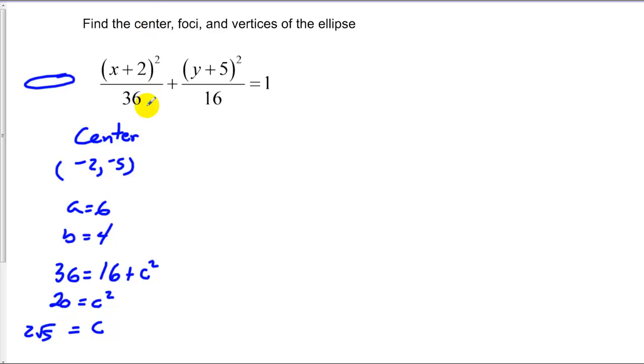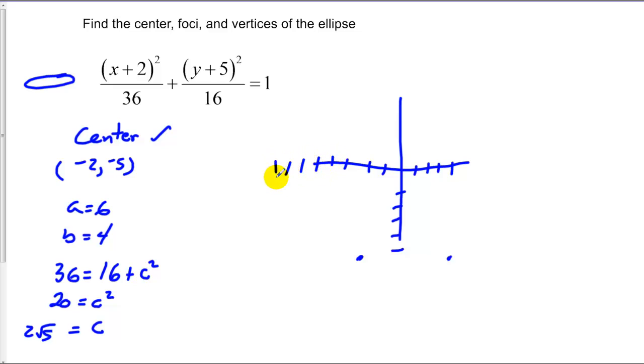Once again, we've already got the center. It's right here. I like to draw a picture just to reinforce what this thing's going to look like. So if I go from -2 to -5, there's my center. I know it's a horizontal major axis, 6 in either direction. So there's 2, 3, 4, 5, and 6. Puts me out at 4. So, and 2, 3, 4, 1, 2, 3, 4, 5, 6.